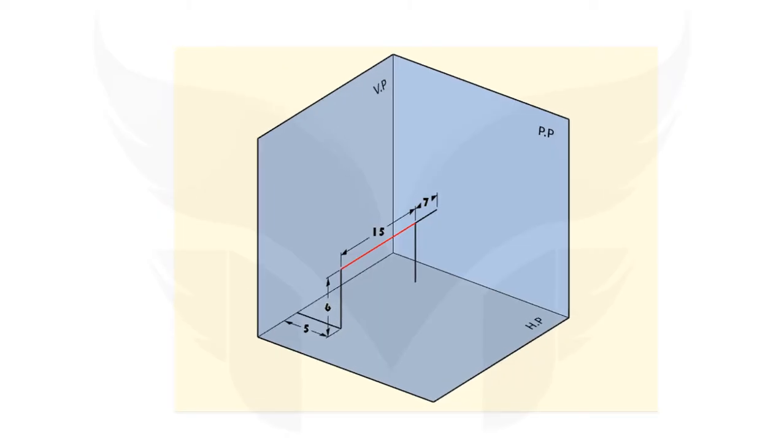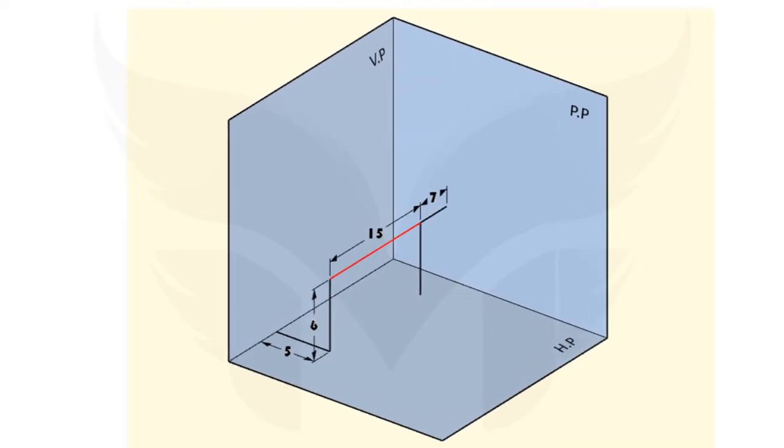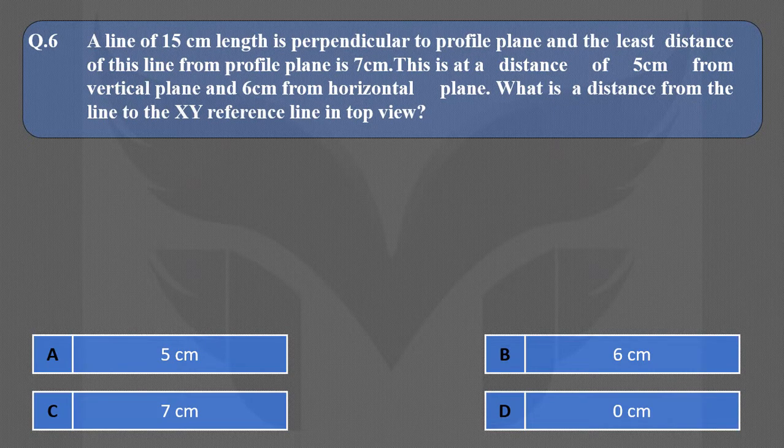So let's do it. Here we have a line of 15 cm length whose one of the ends is 7 cm from profile plane as per given. Also, it is given that a line is 5 cm in front of VP, which we can see from top view. And line is 6 cm above HP, and this we can see from front view. Here the question is, what is the distance from the line to the XY reference line in top view? And the distance of a line from XY line which we can see in top view is 5 cm. So correct option is A.